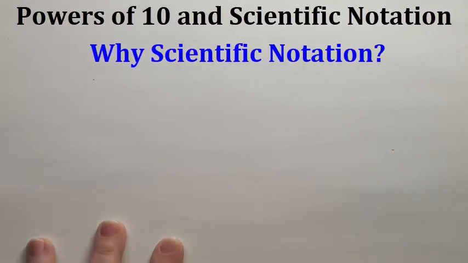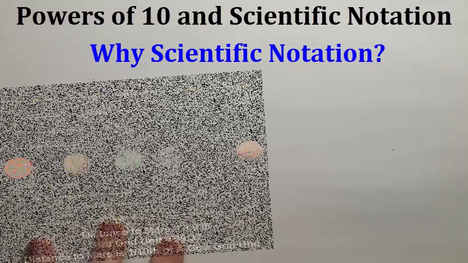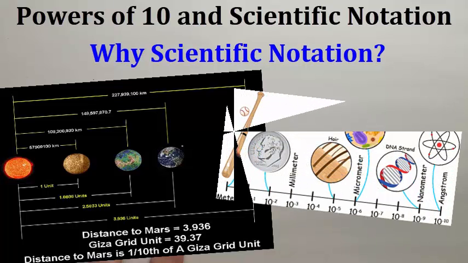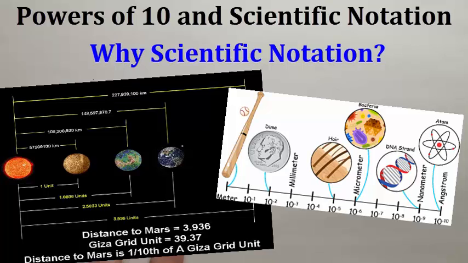Now, why scientific notation? Scientific notation came to exist when we had to represent really big numbers that would not fit onto our calculator, or really small numbers that wouldn't fit. Really big numbers like how far it is from Earth to the moon or Earth to Mars, or the distance between the planets. Or small distances like how wide a hair is or how small an atom is. How can we represent a really big number or a really, really small number? Scientific notation is the answer.